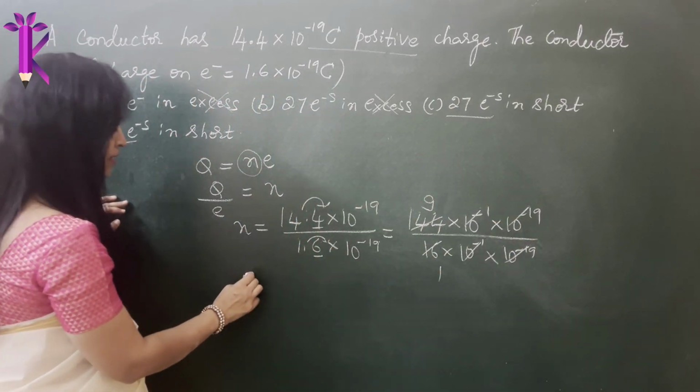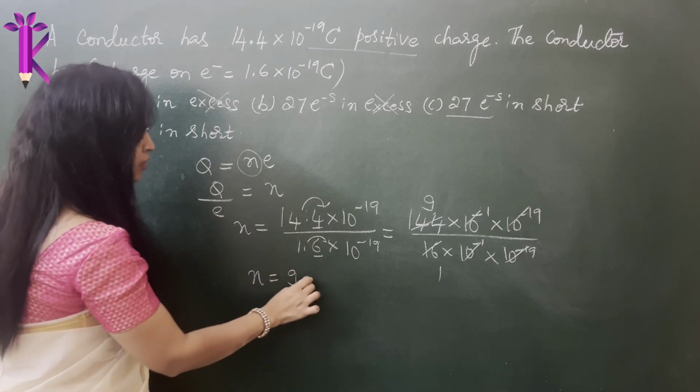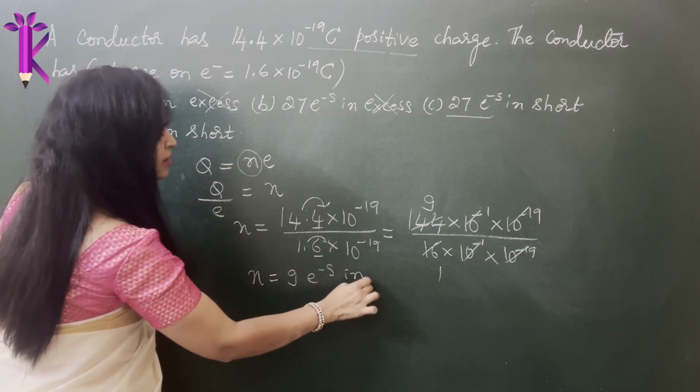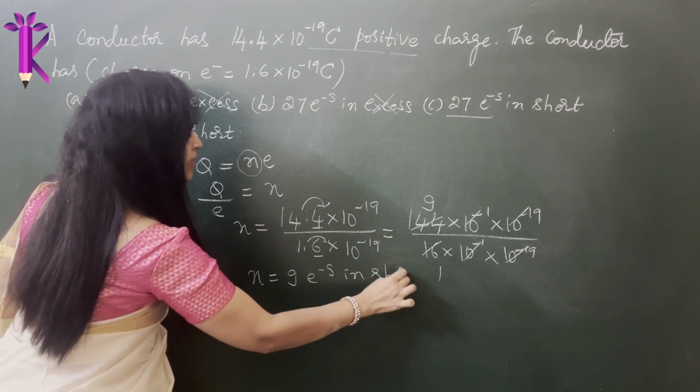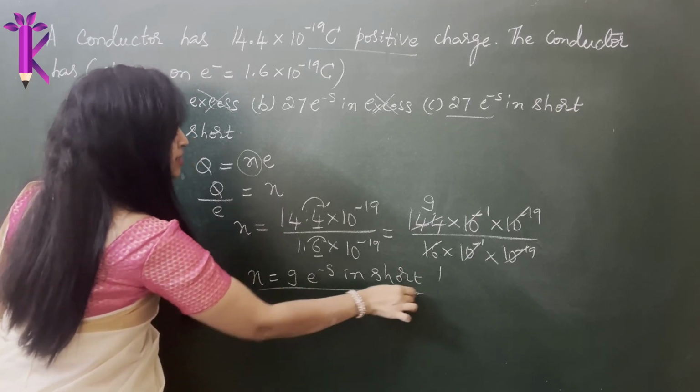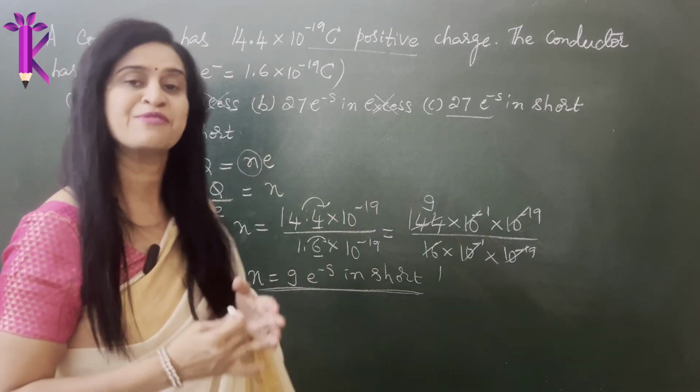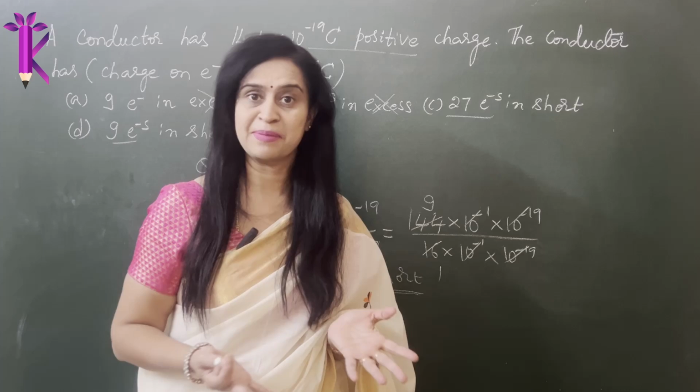You should know the tables really well. So N is equal to 9 electrons, in short, because the object is positively charged, which means electrons have been removed from it. As simple as that.